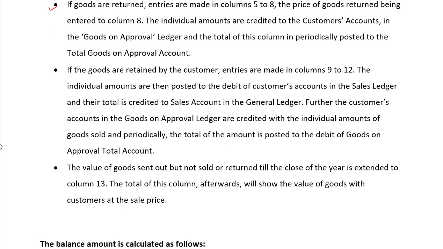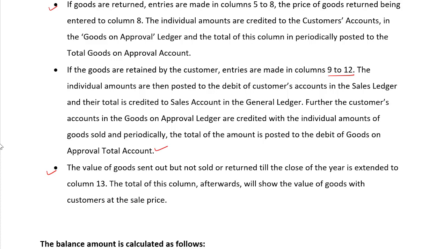account. If the goods are retained by the customer, entries are made in columns 9 to 12. The individual amounts are then posted to the debit of the customer's account in the sales ledger, and the total is credited to sales account in the general ledger. Further, the customers on account of the goods on approval basis are credited with the individual amounts of goods sold, and periodically the total amount is posted to the debit of goods on approval total account.